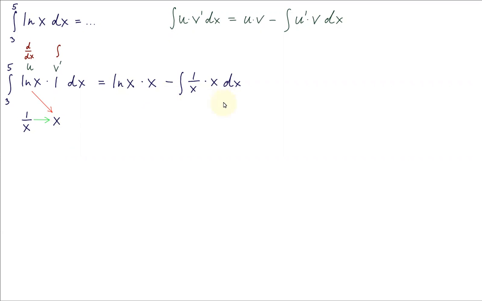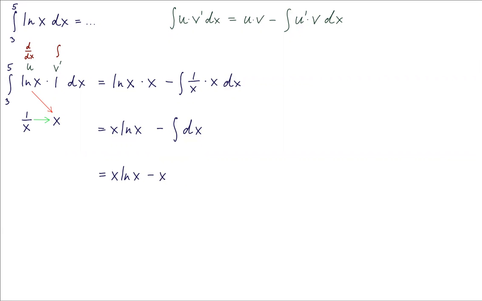So it looks actually nice. Let's simplify. 1 over x times x. Let's simplify the whole expression, the whole function on the right side. So we have x times ln x minus integral out of dx, or integral out of 1 times dx. We can do it. Let's integrate this one. So it's just x.